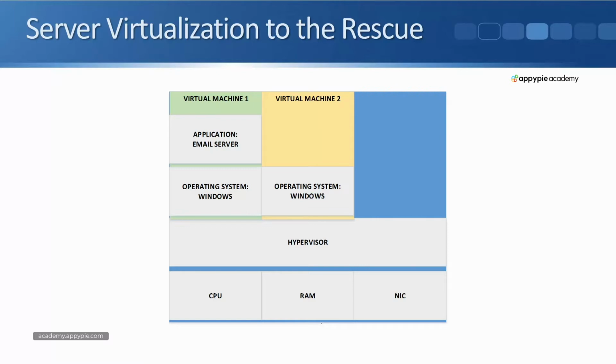So virtual machine 1 and virtual machine 2, they act like they're two completely separate servers. Actually, virtual machine 1 and virtual machine 2, they don't know that they're virtual machines. They think that they're just normal servers. And then on top of Windows in virtual machine 2, I'll install my database server application.